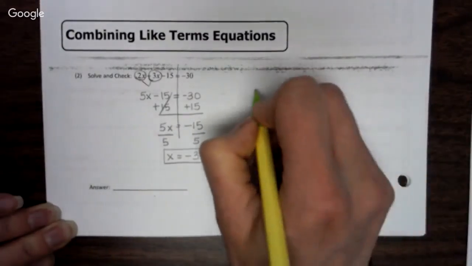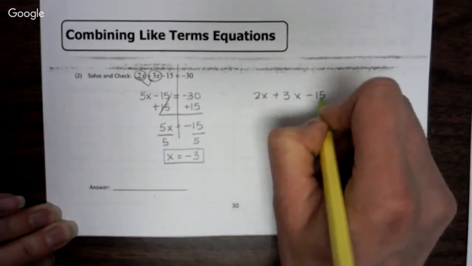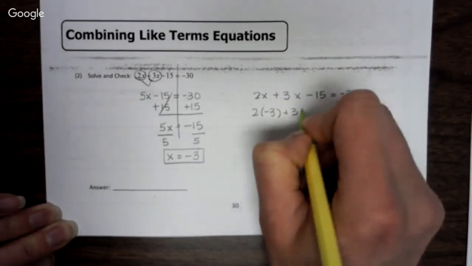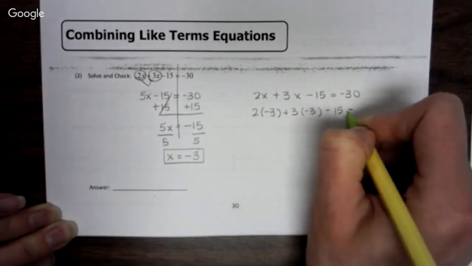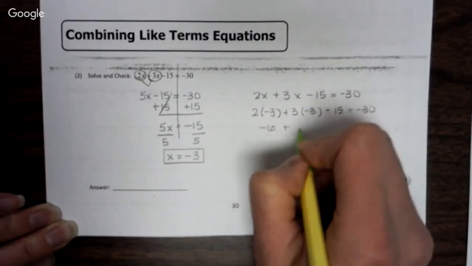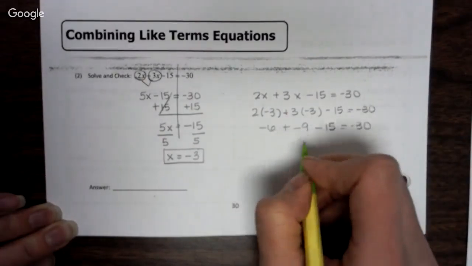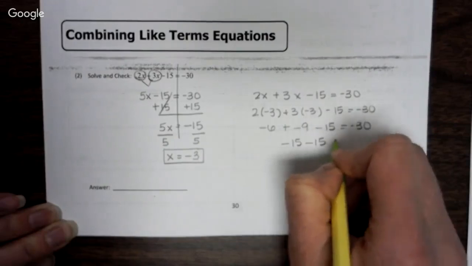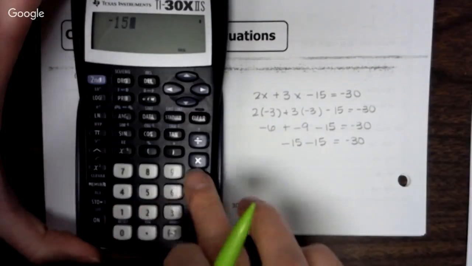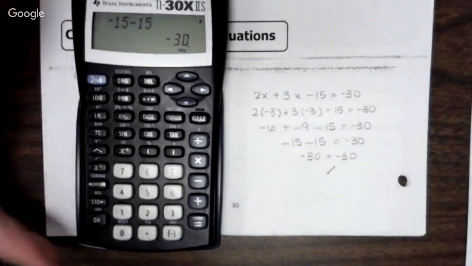I'm going to check it just to make sure. So let's rewrite the problem. We're going to replace x with negative 3. And then we're going to use PEMDAS to solve. So 2 times negative 3 is negative 6. 3 times negative 3 is negative 9. Negative 6 and negative 9 is negative 15. I'm just going to bring my calculator in here. We have negative 15 minus 15, which is negative 30. And it checks.